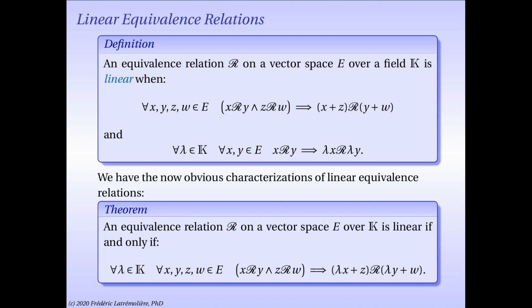Now, we have a characterization of linear equivalence relations that follows the same pattern we've seen with linear maps and subspaces. So we're just going to state the theorem. You can prove it for yourself. It's very easy. An equivalence relation on a vector space is linear if and only if for all scalars lambda and for all x, y, z, and w in your space E, x is equivalent to y and z is equivalent to w implies that lambda times x plus z is equivalent to lambda times y plus w.